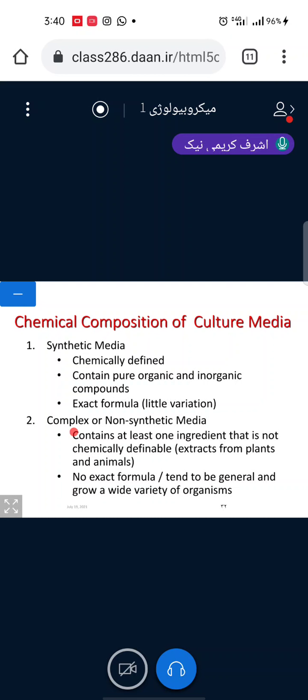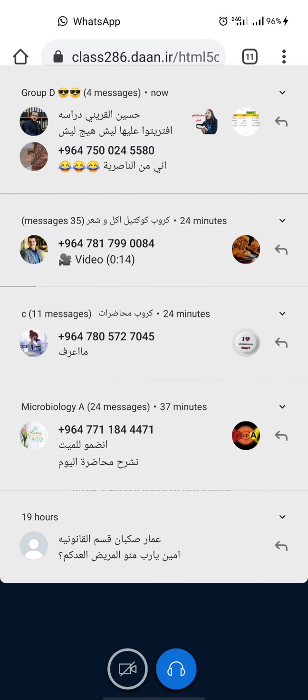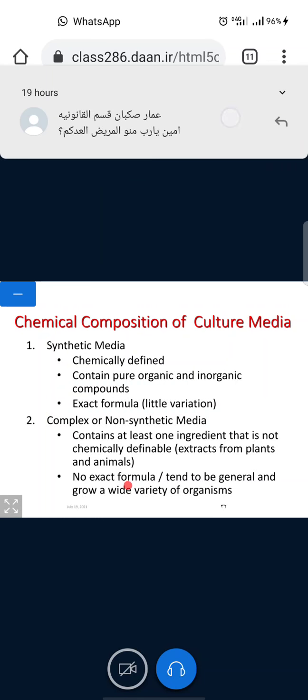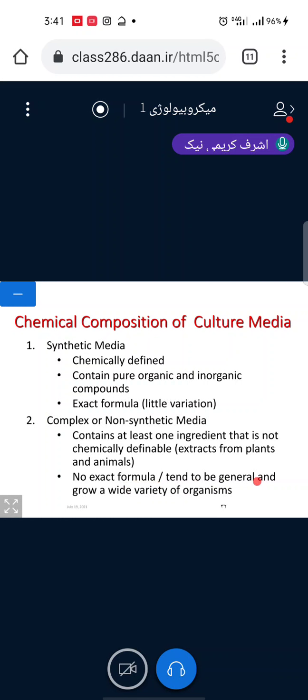For example, sometimes serum of human or serum of rabbit is added to this media. Non-exact formula tends to be general and grow a wide variety of organisms. Complex media can lead to the growth of most organisms because of the specific, general and suitable composition in these media.